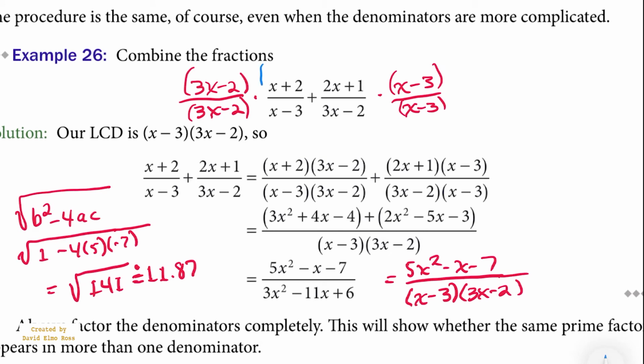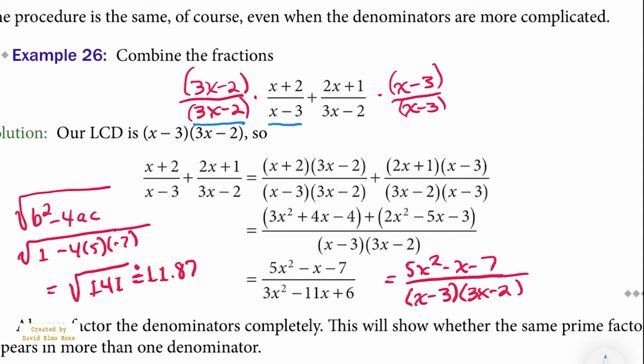If we want to take these two expressions here and add them together, what we have to do is come up with a lowest common denominator. And the lowest common denominator will be the two denominators multiplied together. So if we multiply the x minus 3 times 3x minus 2 on the bottom, we also have to multiply by 3x minus 2 on the top.